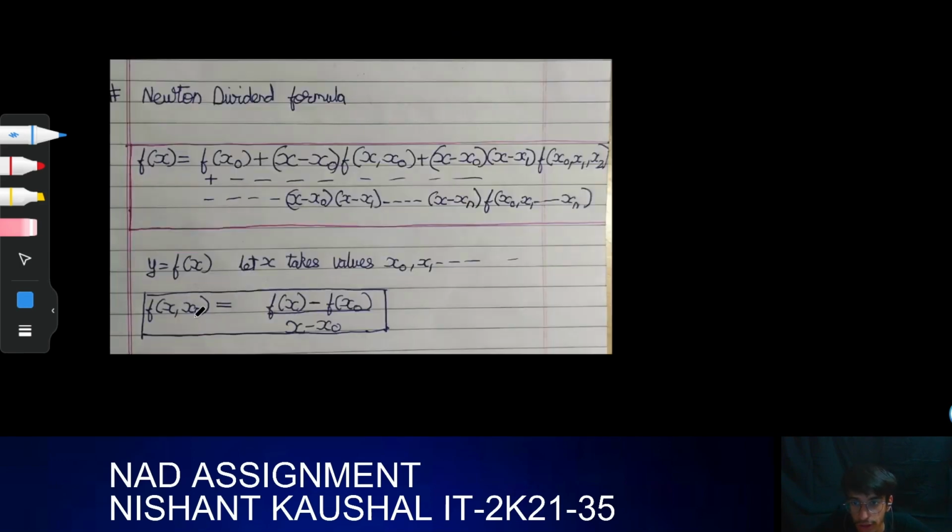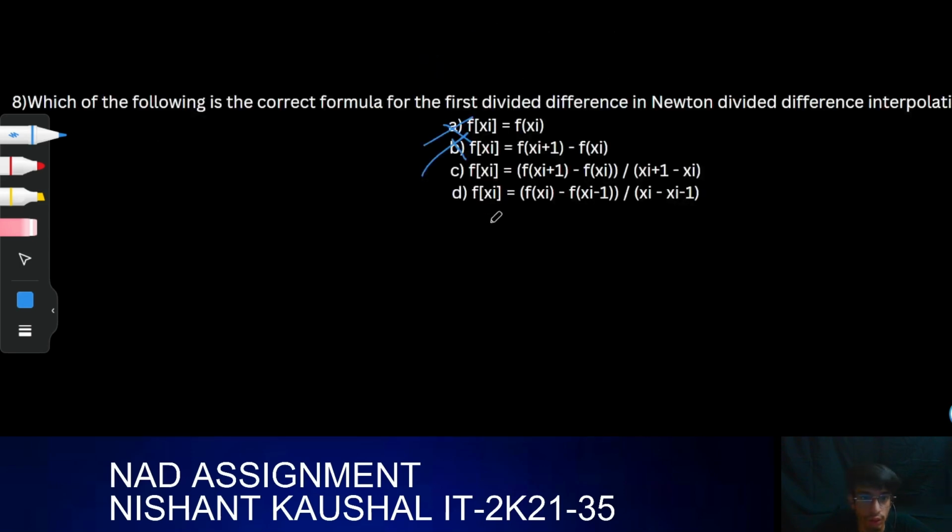The formula is f of x0 comma x1, that is f of x minus f of x0 upon x minus x0, right? So it should be option number D, xi minus x of i minus 1 upon x of i minus x of i minus 1. Yes, this is true. It cannot be C because here it is x of i plus 1, so it has to find the one digit more like x of 5 minus x of 4, and it could cause an error. So the answer will be option B.